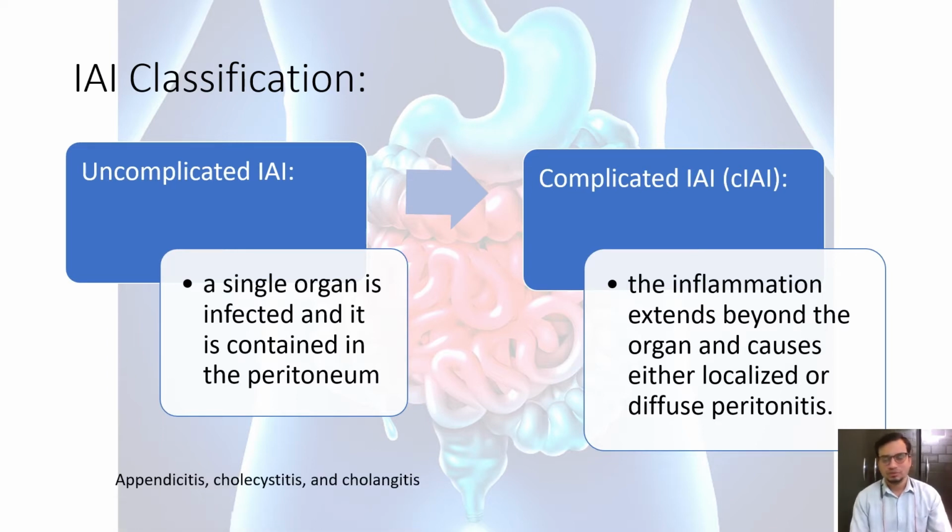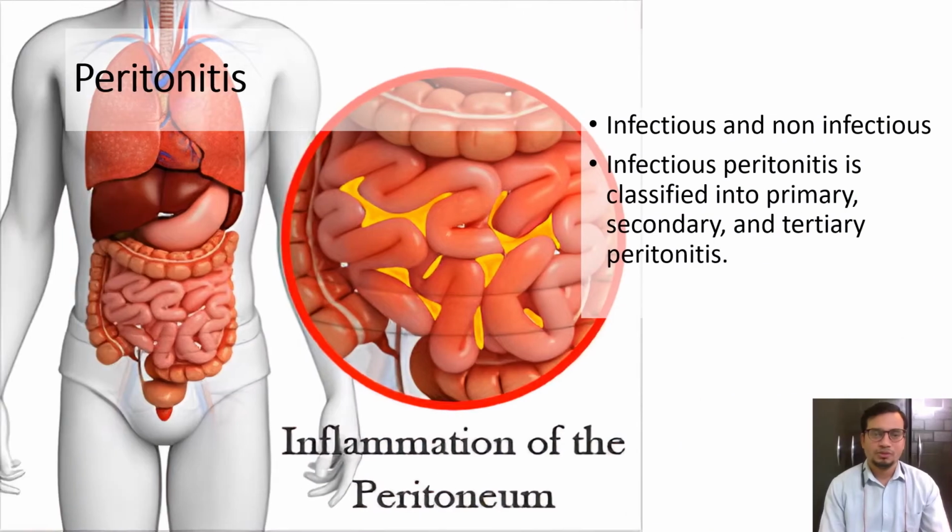Examples of uncomplicated intra-abdominal infection could be appendicitis, very common, or cholecystitis or cholangitis. Examples of complicated intra-abdominal infection could be the same appendicitis, which could perforate, that is perforated appendicitis causing peritonitis and abscesses, or cholangitis culminating into biliary peritonitis. So now we will understand what peritonitis is.